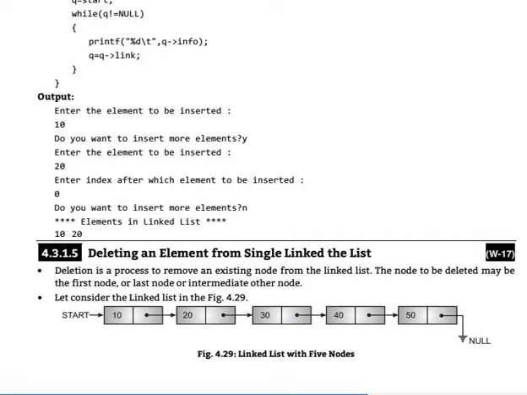Let's consider this linked list in the figure below. A linked list with 5 nodes. Which 5 nodes? First 10, second 20, 30, 40 and 50. The first is the start, means the head. After that, the last node is assigned null, means obviously this 50 is the last element of that linked list. Okay. How to show it diagrammatically? This is how any element in a linked list is shown diagrammatically. Okay.